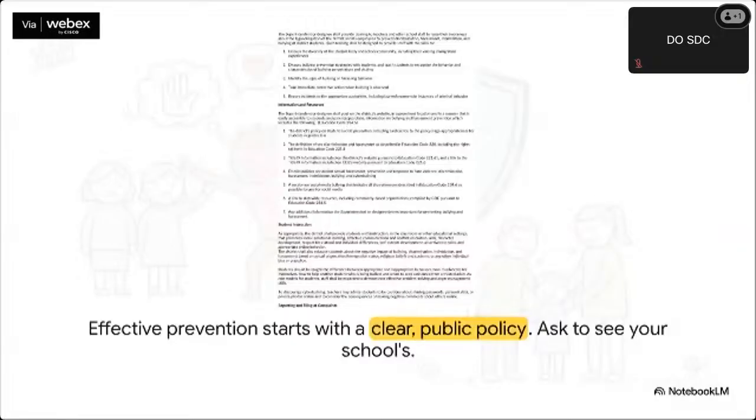And a document like this, it's not just a piece of paper in a file cabinet. A district's formal written policy is a public promise. It sets clear expectations for everybody, students, teachers, and parents, and basically says keeping our kids safe is our number one priority. It's the official playbook for prevention.